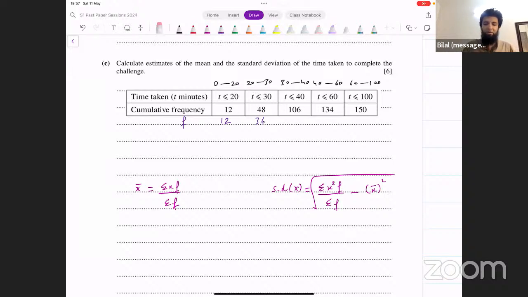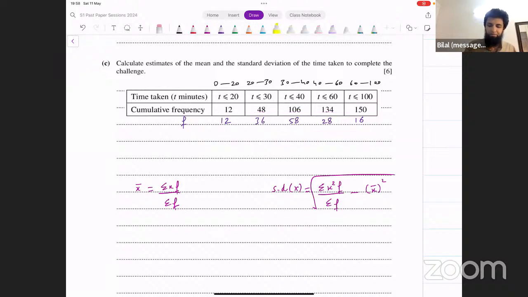And you now just keep repeating this process. The next number is going to be 106 minus 48. What's that? 52 plus 6, that's 58. 134 minus 106, that will be 28. 150 minus 134, that will be 16. And then you can confirm that these values are correct by just adding all of them up. If they add up to 150, most likely your calculation is correct. So you've got frequencies now.